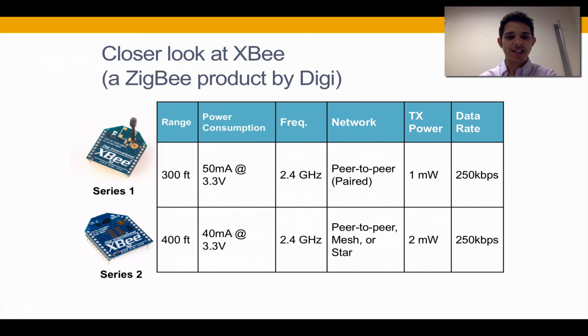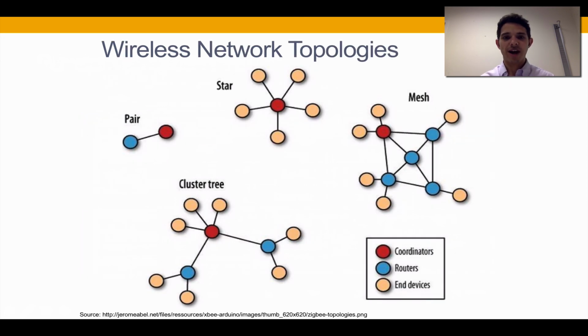Generally speaking, Series 2 has larger range. It has more transmission power, and the other thing about it is, well, it's more expensive, but it also enables mesh or star configurations as opposed to strictly peer-to-peer or paired communication. Okay, what does that mean? That's really described by these network topologies on the next slide here.